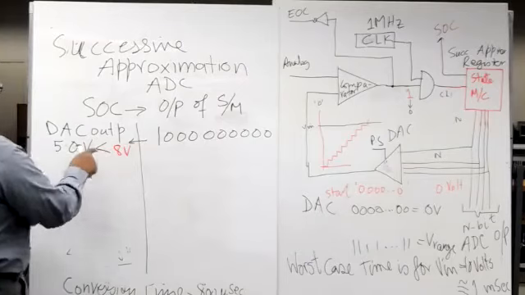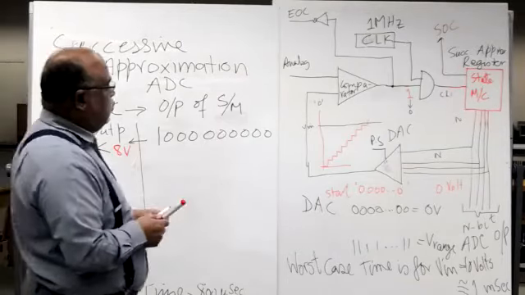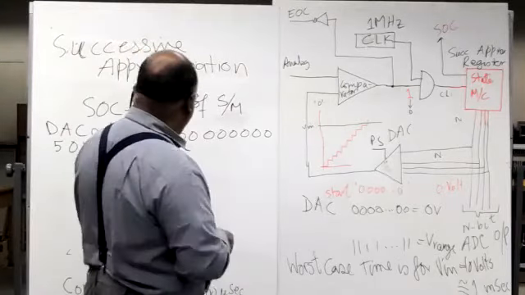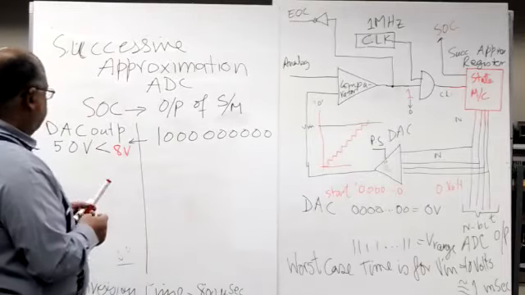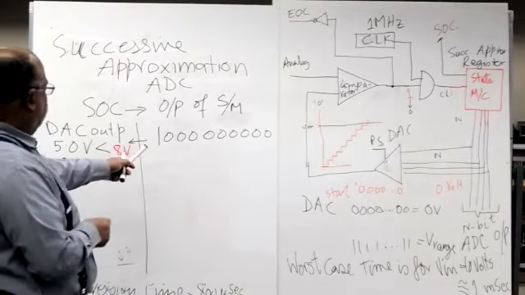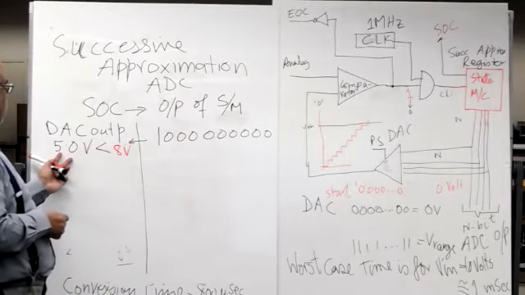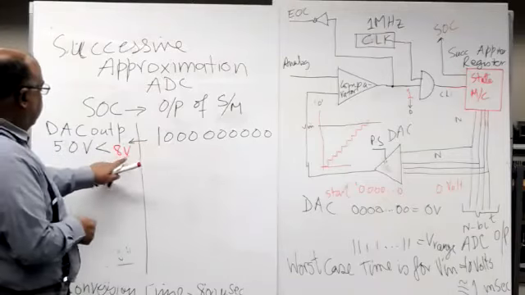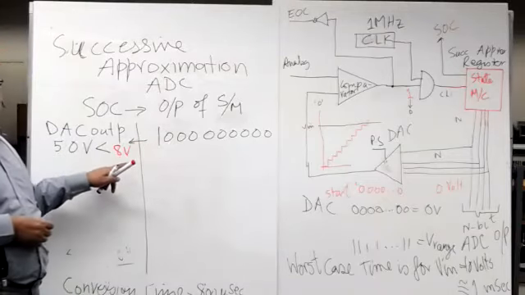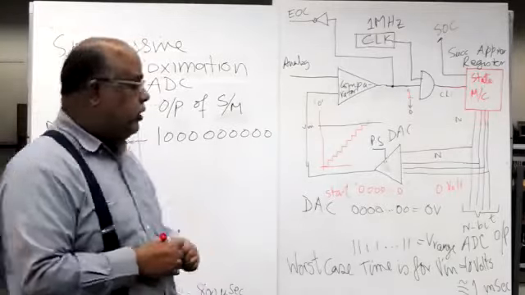Is this voltage less than 8 volt? Yes. If this is less than 8 volt, the state machine will keep this as 1 and try the next step. It will keep this because that means this 8 volt has the voltage of 5 volt within it. That means it has this weightage present in this 8 volt. So it will keep the 8 volt voltage there and try the next bit.